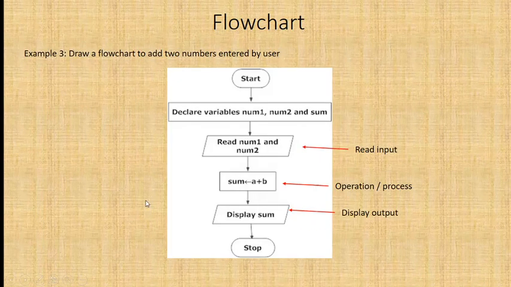Okay, for example, the same example as example one, but this time we want to use a flowchart. We want to add two numbers entered by the user. We start and then declare our variables num1, num2, and sum. And then we read the input, read num1 and num2. So this is the read rectangle, read input. And then this is a process, sum is equal to A plus B. And then this is display the sum. Okay, and then we stop our flow.